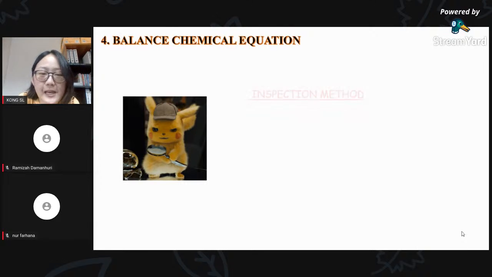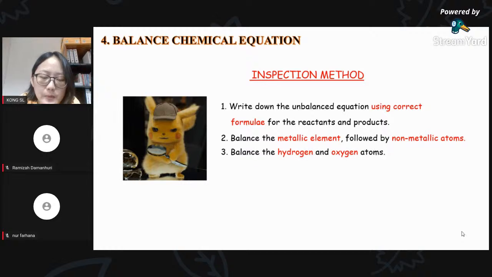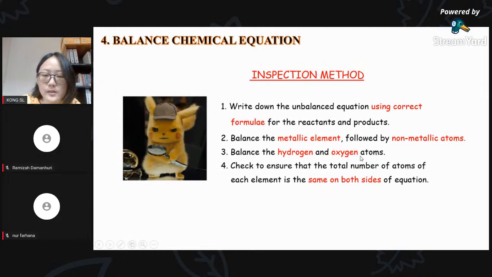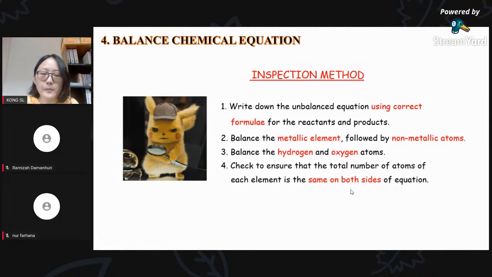Okay, balancing equation. There are 2 methods. One is the inspection method. I think you're quite familiar with this one because since Form 4 you already studied how to balance the equation. The way you learned in Form 4, that one we call the inspection method. You have to use the correct formula, for example, magnesium, Mg. Metallic element first, followed by non-metallic atom, then hydrogen and oxygen, and then check to ensure that the total number of atoms of each element is the same on both sides of the equation. Okay, this is the inspection method. I think no problem for you all.